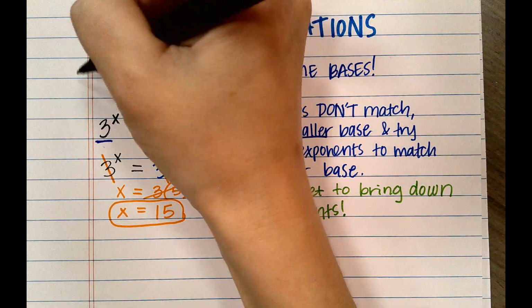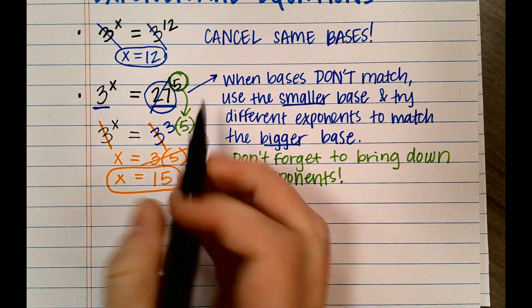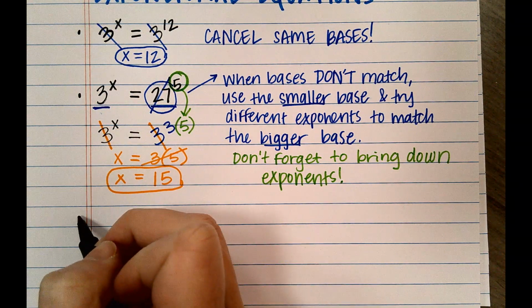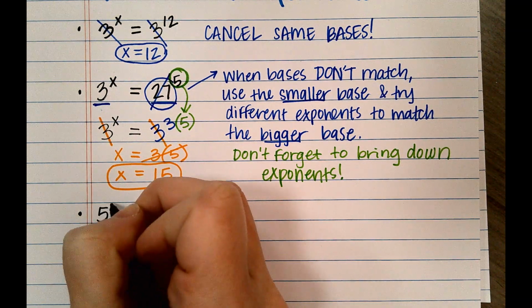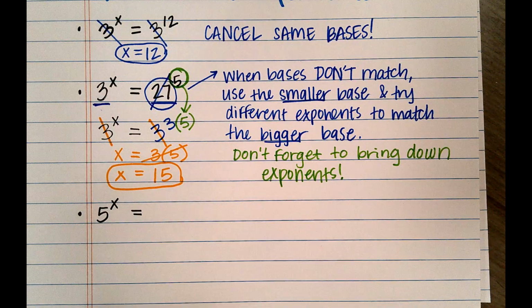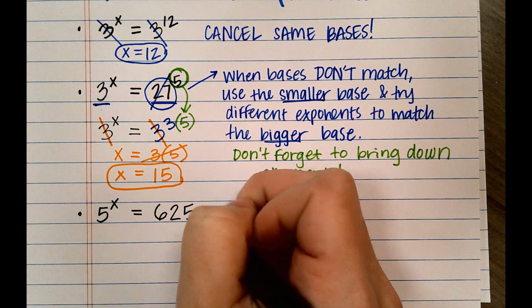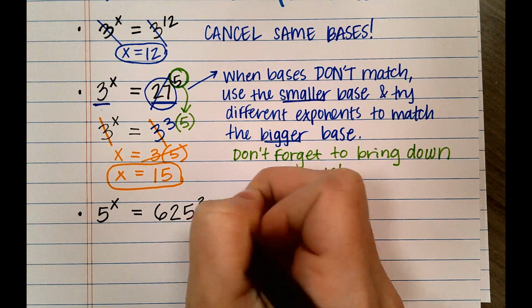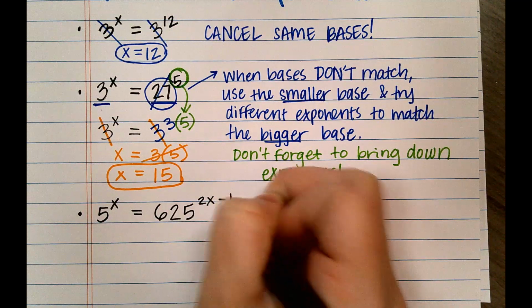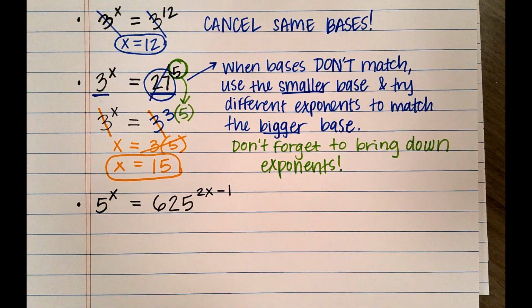Okay, so let's do one more example like this, where it's more than just one little exponent there. Now let's say I have 5 to the x power equals 625 to the, let's see, 2x minus 1. I don't know if this is going to give me a decimal. We'll see. So what would I do here?